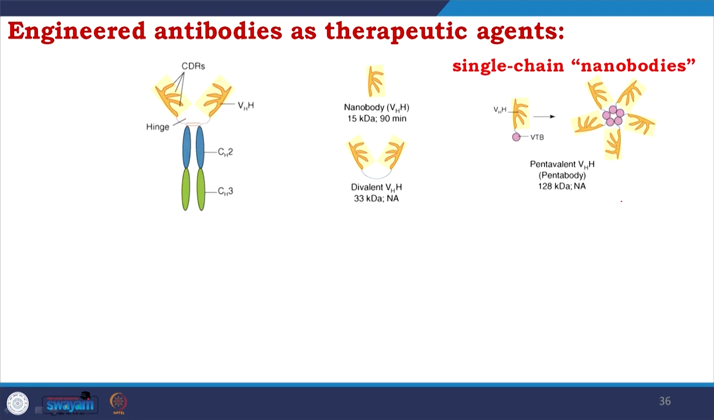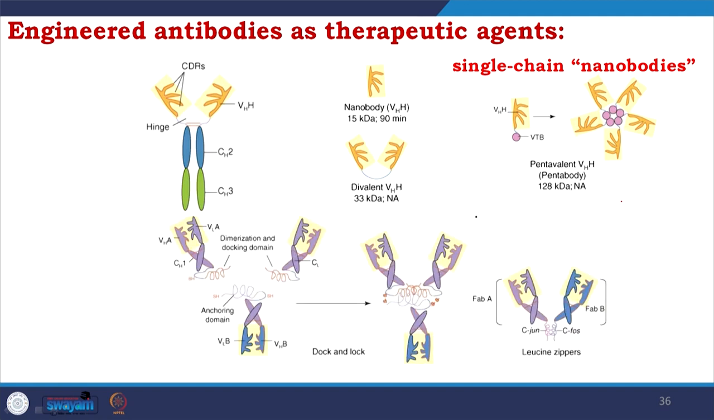So, these are, as we call them, single chain nanobodies. Similarly, you use the binding domain of leucine zipper, like here Jun and Fos are used, and you develop bispecific nanobodies. So, like that you could take domains and you could combine them.